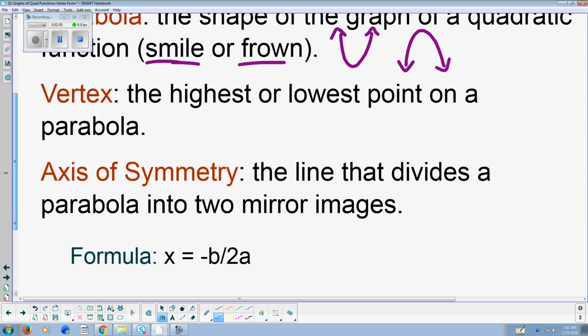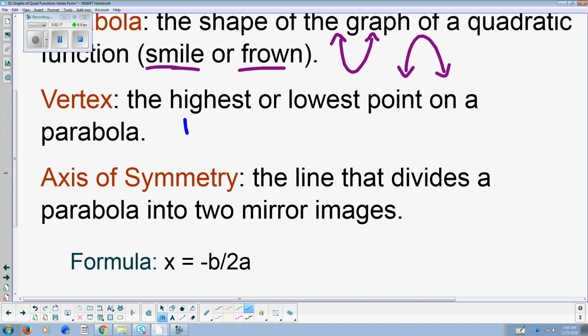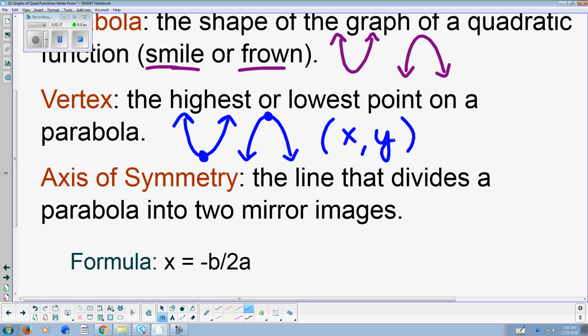The next word, vertex. The vertex is the highest or lowest point on a parabola. So when we're talking about all the points contained on this parabola, the highest or the lowest point is called the vertex. So here is the lowest point, that is the vertex, or if it's frowning, it has a highest point, that would be considered the vertex. So that's an ordered pair. A vertex has an x-coordinate and a y-coordinate.